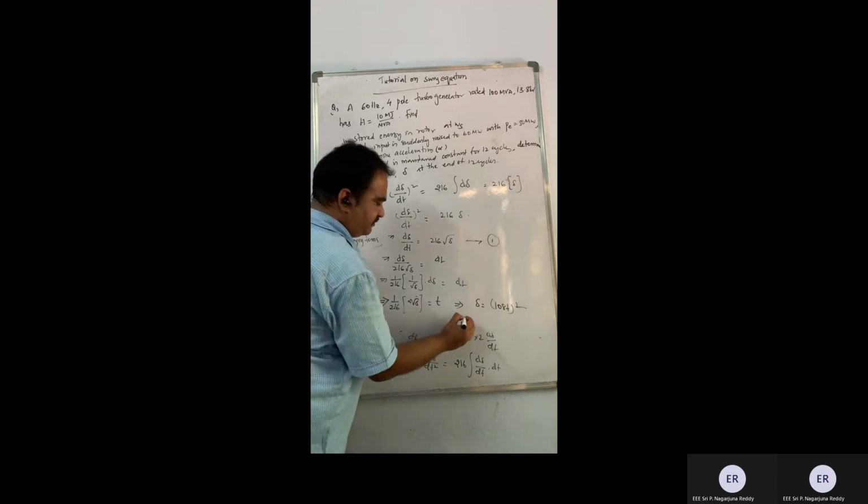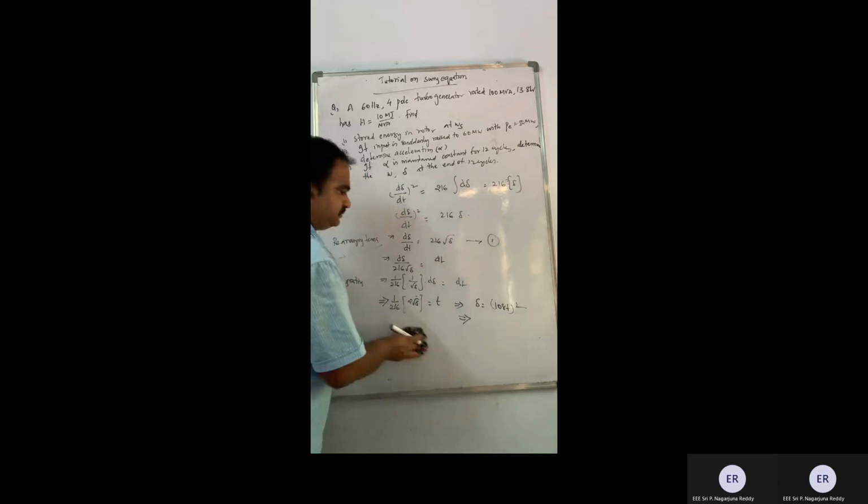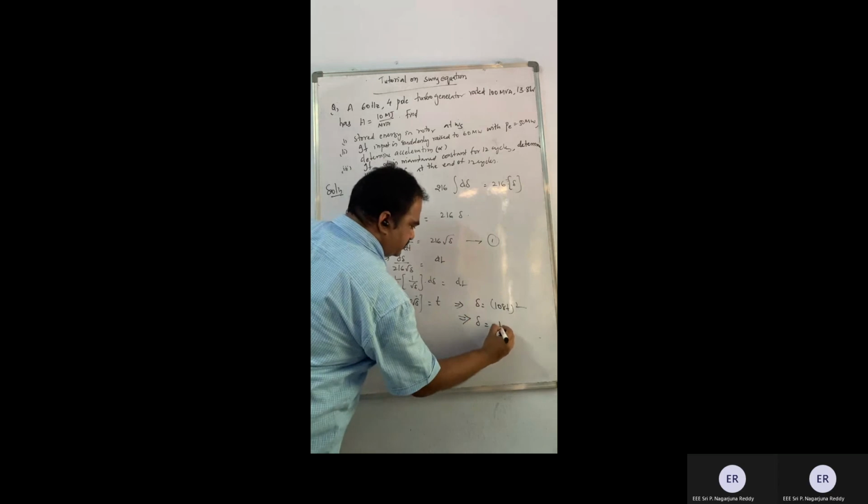So I have just used the variable separable method. This is 1 by root delta, integrating both sides: here with respect to delta, here with respect to time. So the integral of 1 by root delta is 2 root delta, and the integral of dt is t. From this, I have obtained the value of delta. So 108 will go here, and whole square. I know that the t value is going to be 0.2 seconds, isn't it? What is the t value? It is 0.2 seconds.